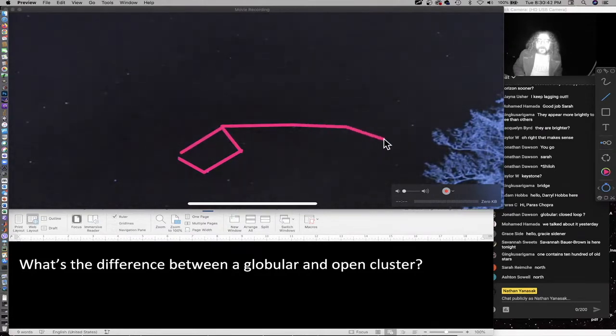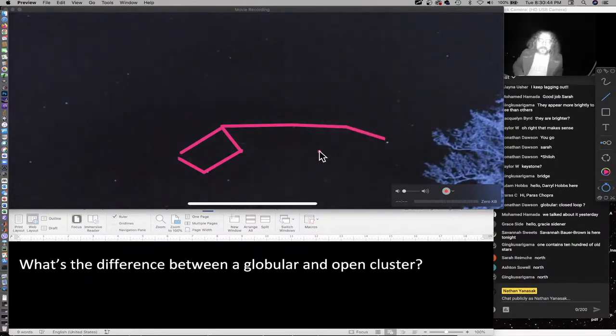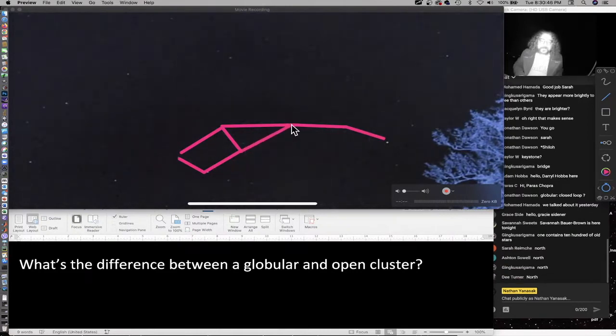And I'm sorry, I drew the tail wrong. It's supposed to be like this. Sorry about that. Let's do it again.